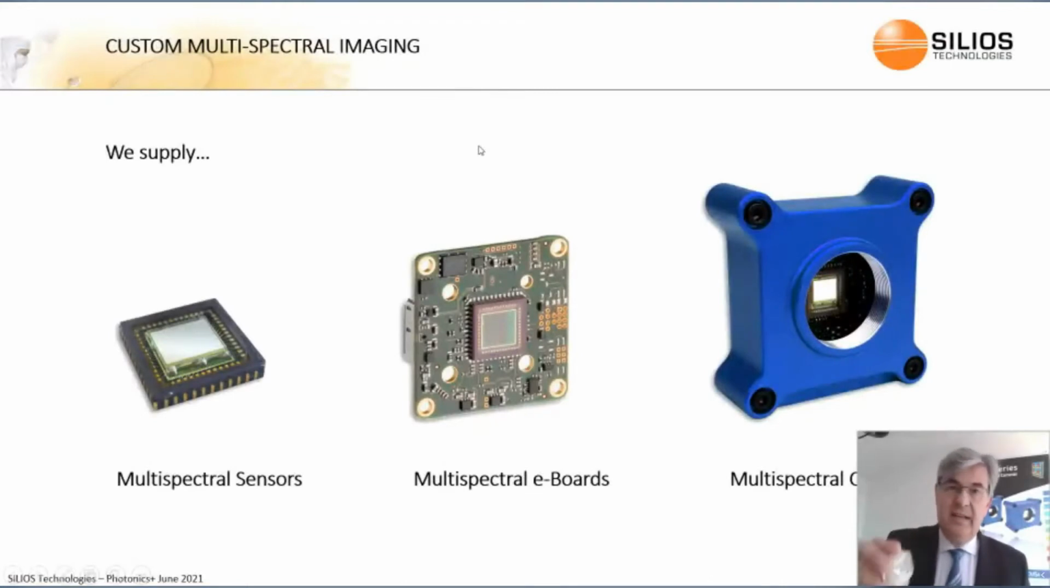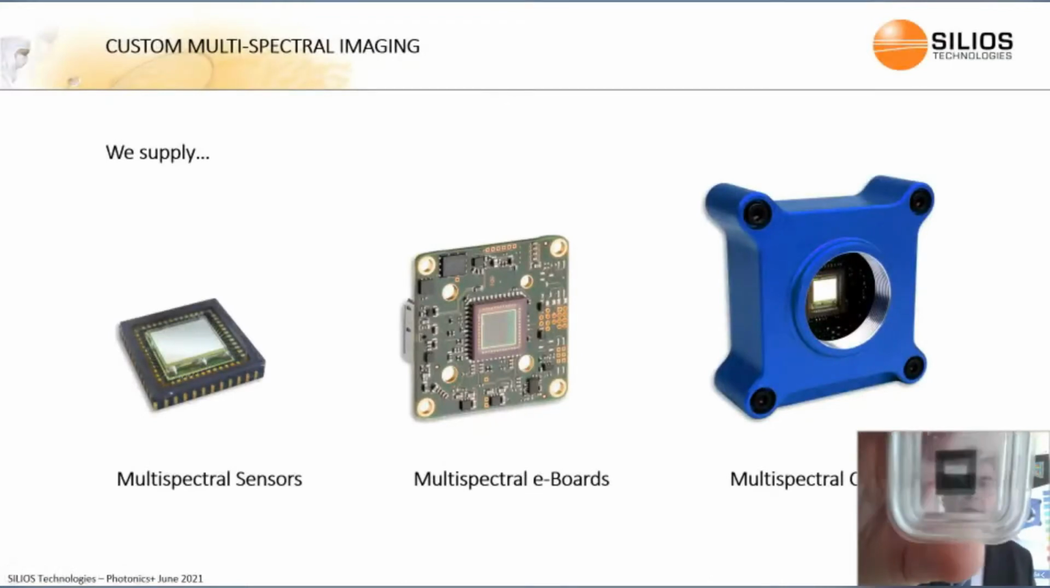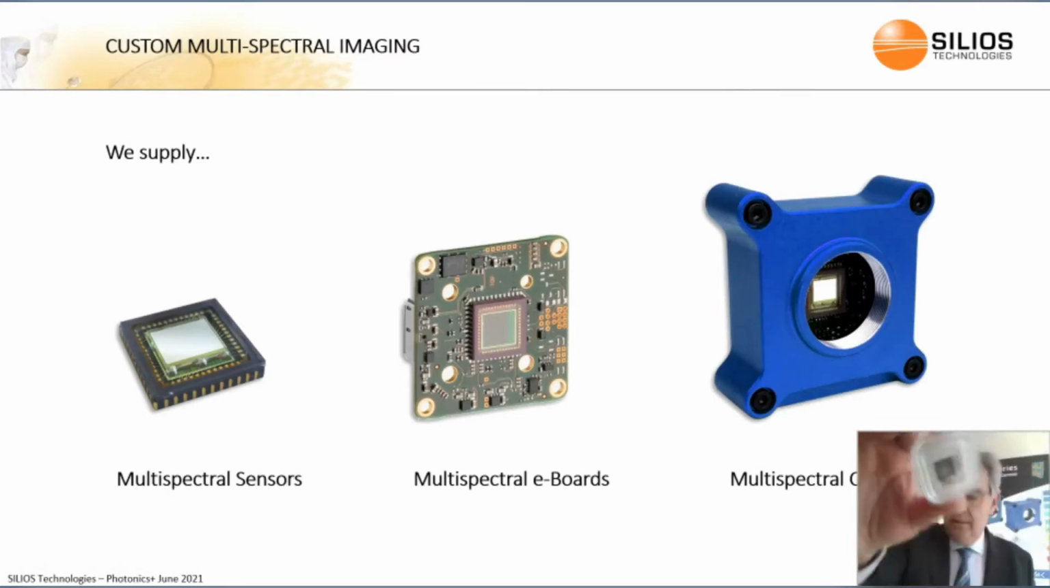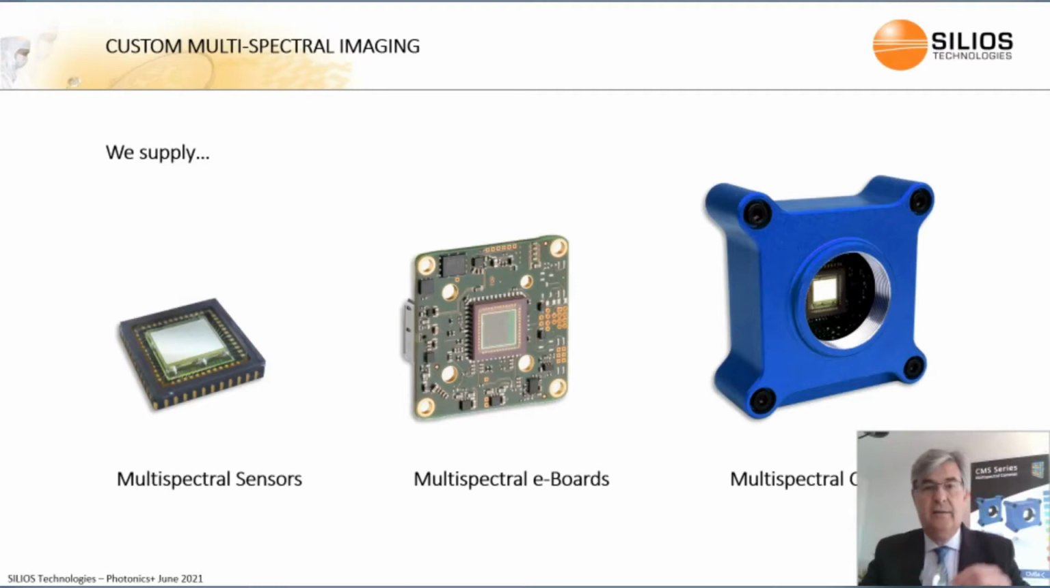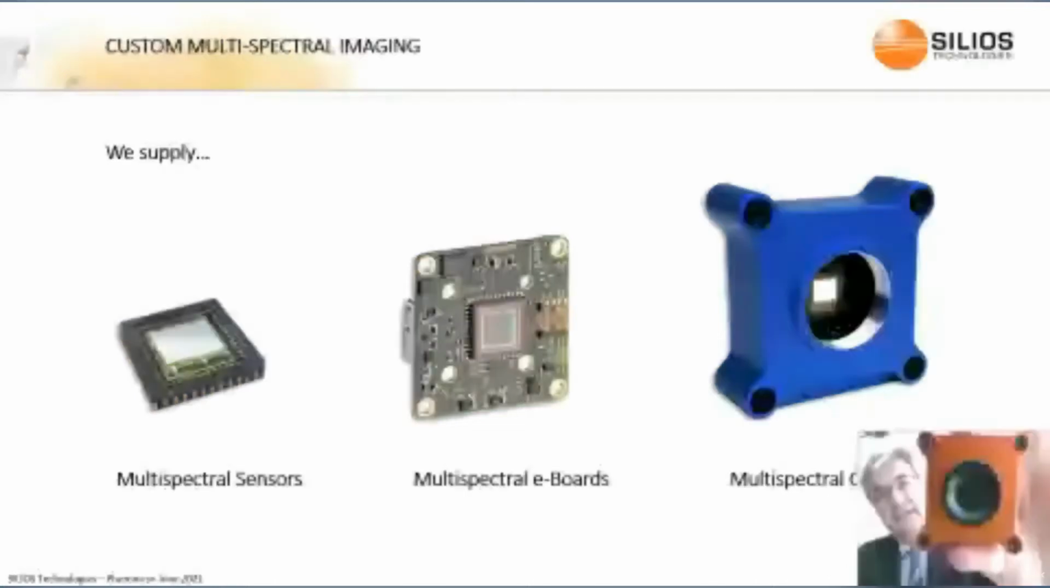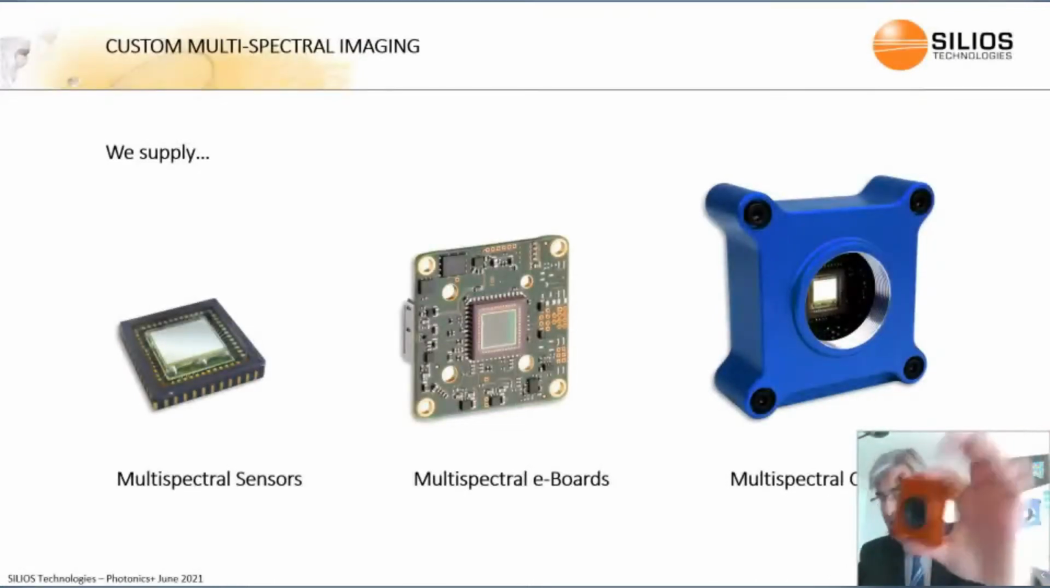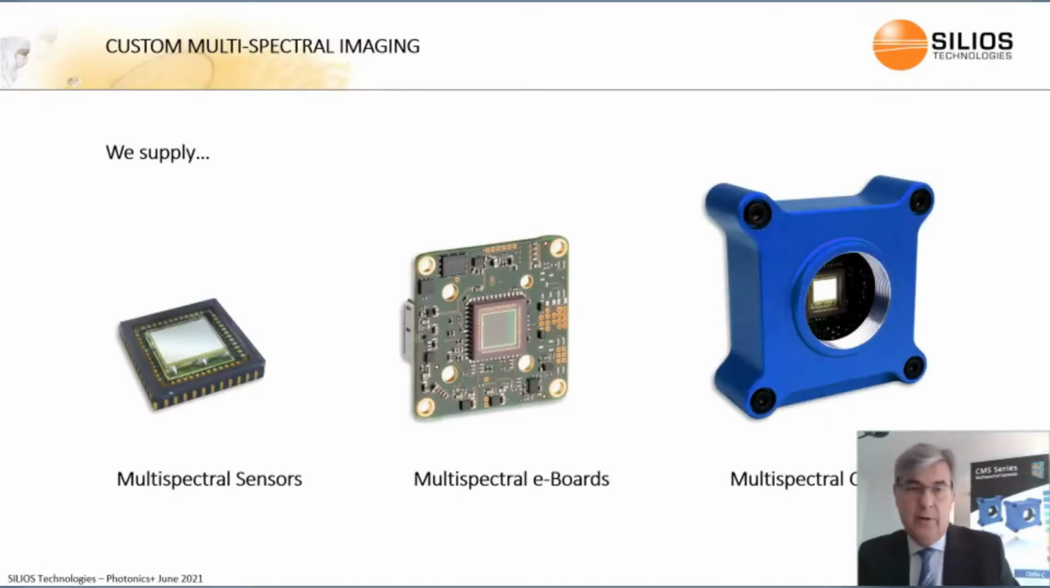Just to give you a quick idea of the size: this is the sensor size, between my fingers. This is the e-board that you can see here. And this is the camera level. This one is the CMS. The CMS4 is just a bit larger, but very little.